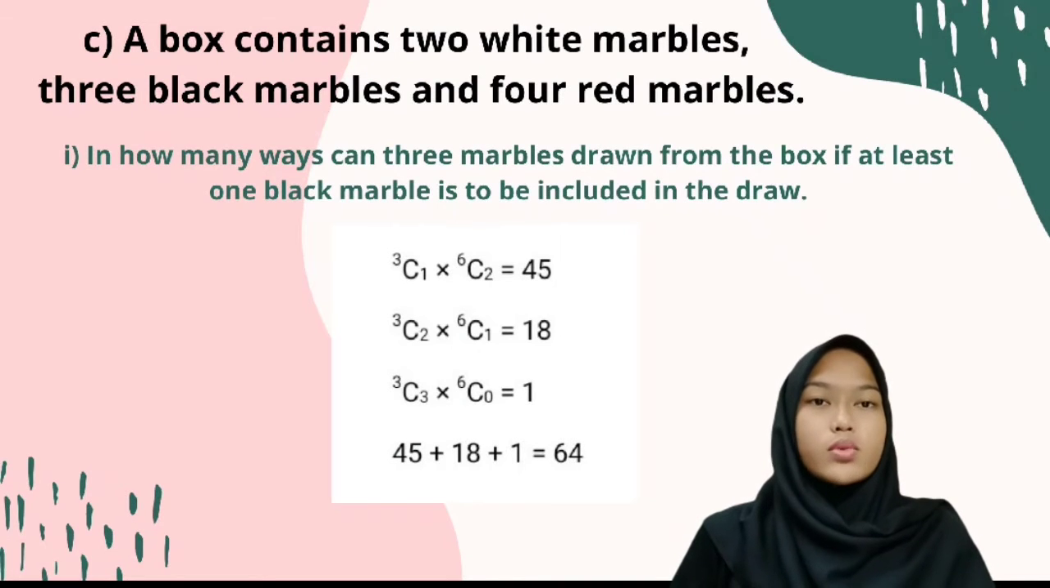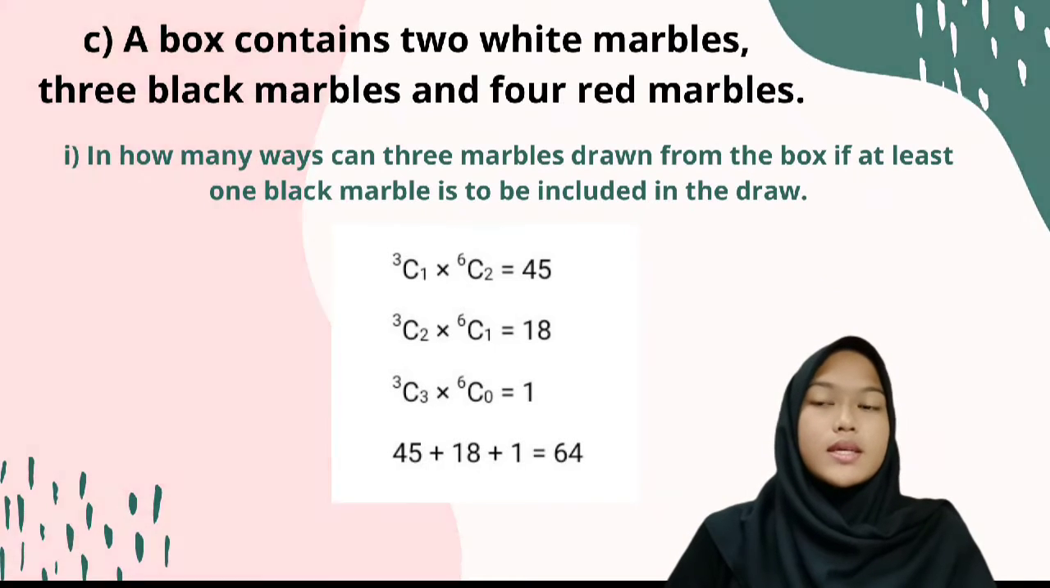The question asks how many ways 3 marbles can be drawn from the box if at least one black marble is to be included in the draw. So we use the combination formula. Start with 3C1 times 6C2 equals 45. Then 3C2 times 6C1 equals 18. Then the last one, 3C3 times 6C0 equals 1. Then we add up those answers: 45 plus 18 plus 1, and we get the answer 64.